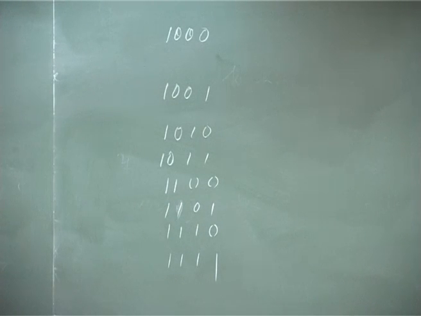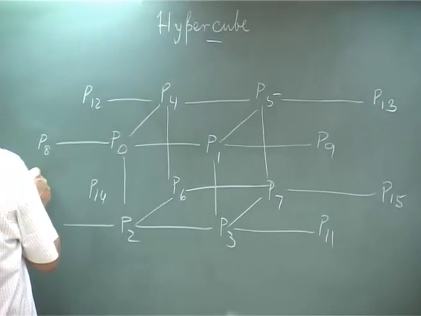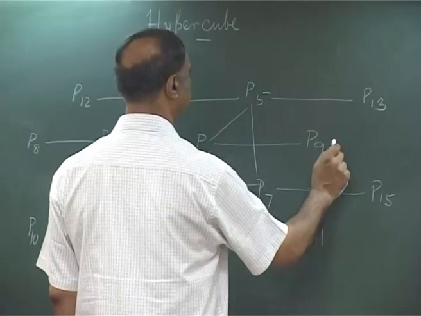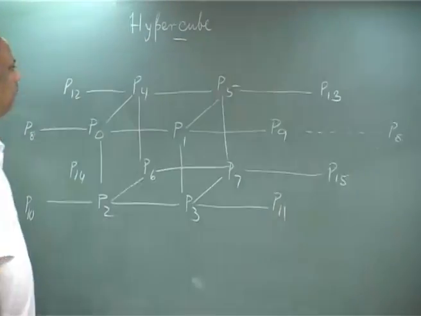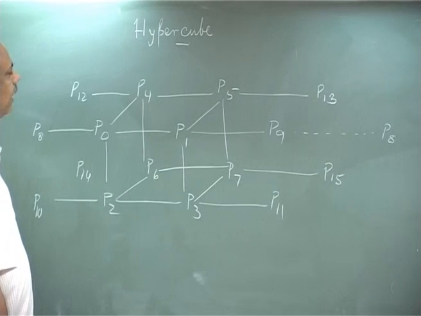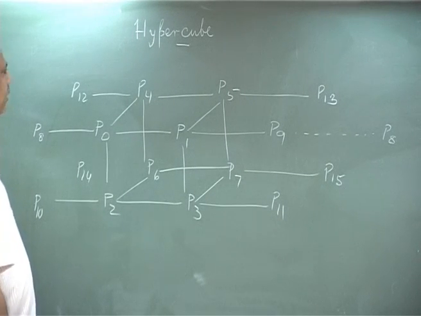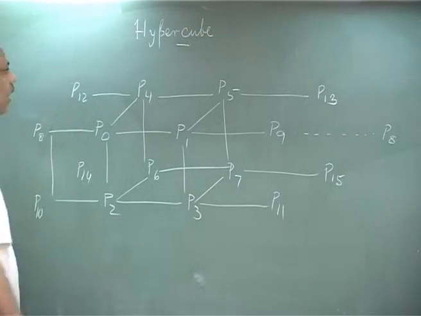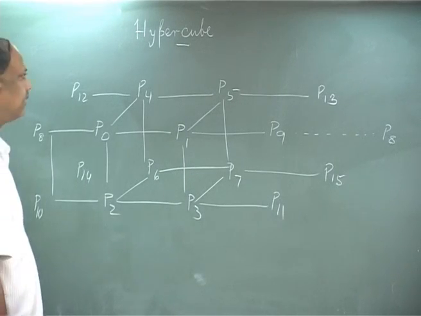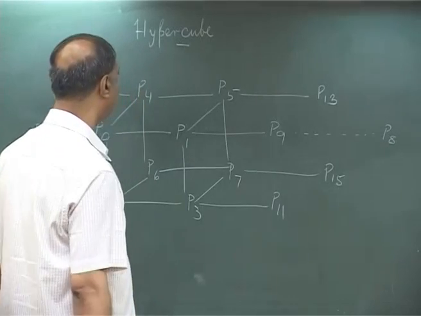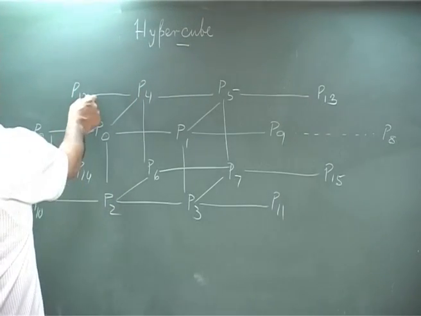8 is connected with 0, that is done. 8 is connected with 9, and 8 is connected with 10. And 8 is connected with 12.